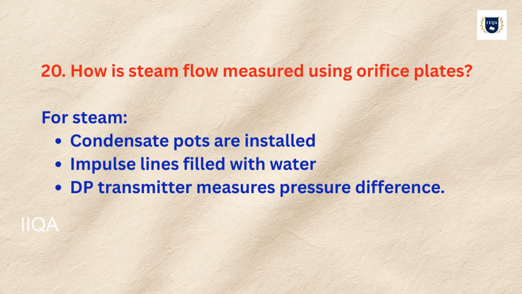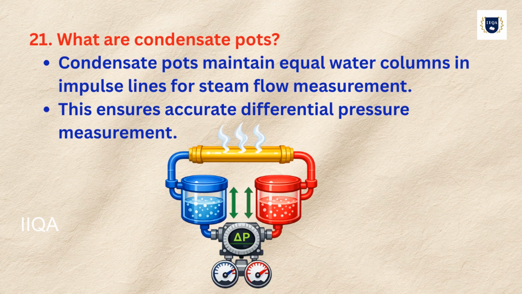How is steam flow measured using orifice plates? For steam, condensate pots are installed. Impulse lines filled with water. DP transmitter measures pressure difference. What are condensate pots? Condensate pots maintain equal water columns in impulse lines for steam flow measurement. This ensures accurate differential pressure measurement.